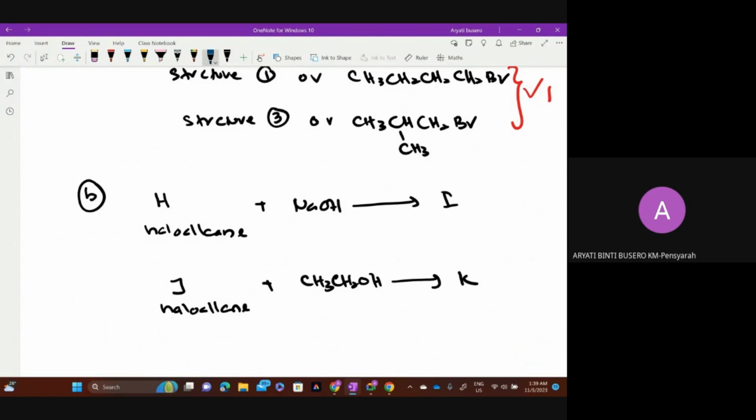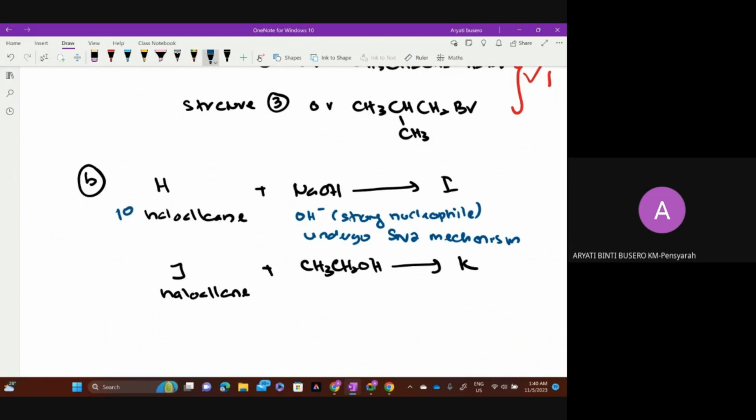So NaOH dia akan contribute OH minus. So OH minus ini adalah strong nucleophile. So kalau OH minus strong nucleophile, so H ni mesti dia akan undergo, kalau strong nucleophile dia akan undergo SN2. Kalau dia undergo SN2 mechanism, so H will be primary haloalkane.